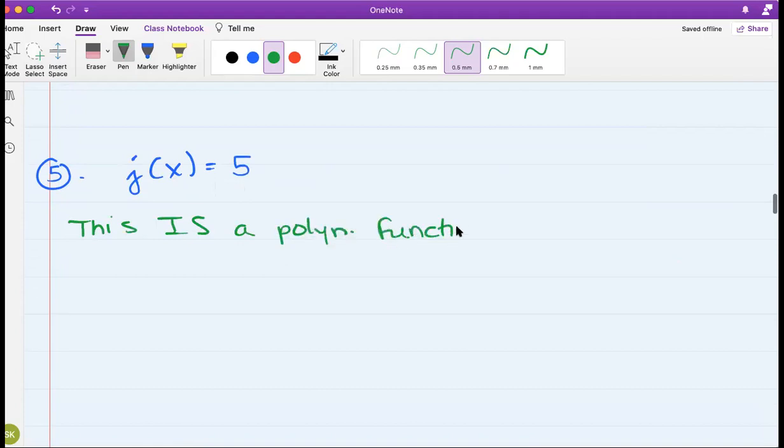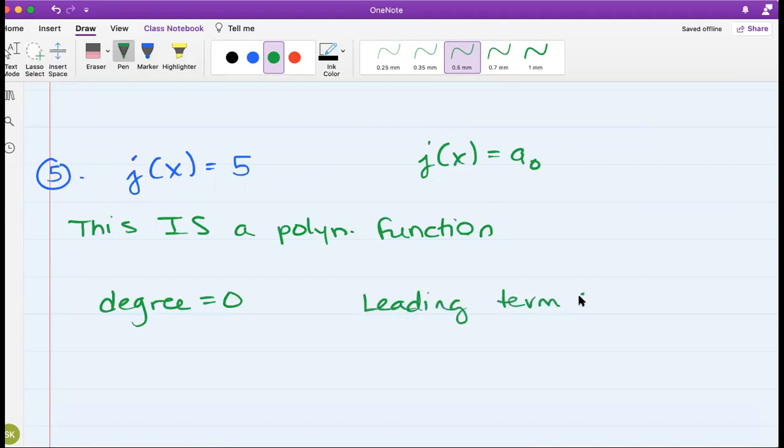In fact, it's just the constant term. So j of x is equal to a sub 0. The degree is equal to 0. And the leading term, well, there's only one term here, is equal to 5. So then the power function that's associated to this graph, you can think of it just being y is equal to 5.